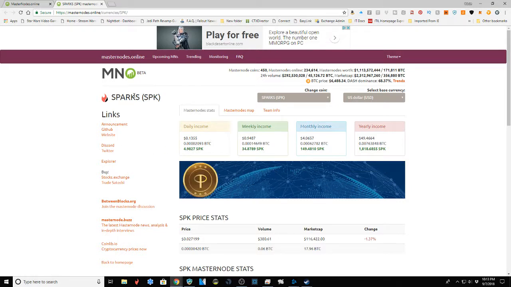Now, Sparks is actually sold on Stocks Exchange and Trade Satoshi. So you have a choice in where you can sell the coins. You can either sell them on Stocks Exchange or on Trade Satoshi. Alternatively, you can also buy them there if you wish to start one of these. But you have to transfer your coins from your wallet over to Stocks Exchange, and then you have to do a little bit of wizardry on the exchange to actually say how much you want to sell them for.